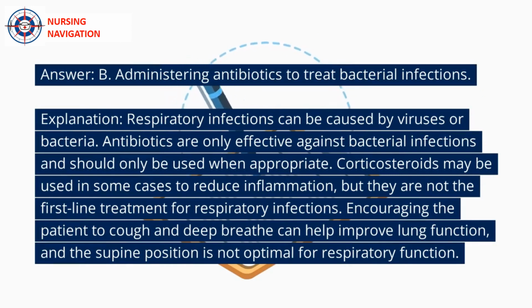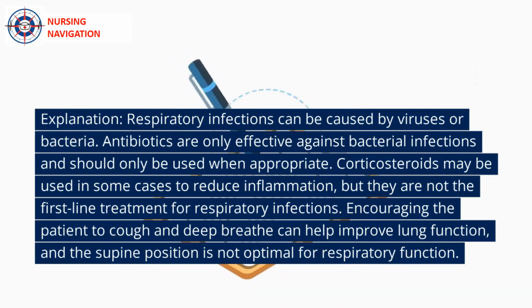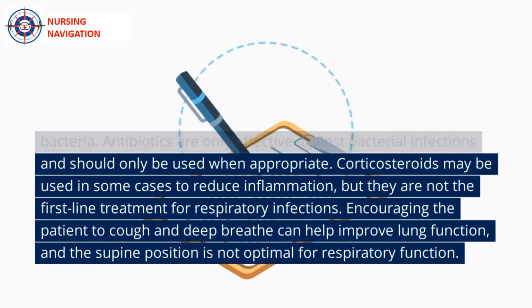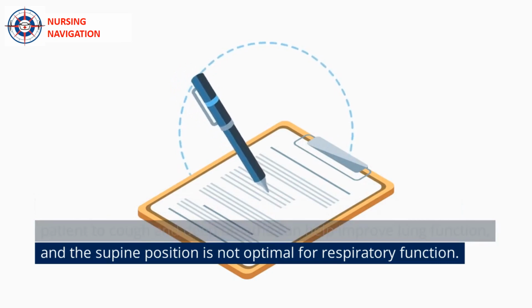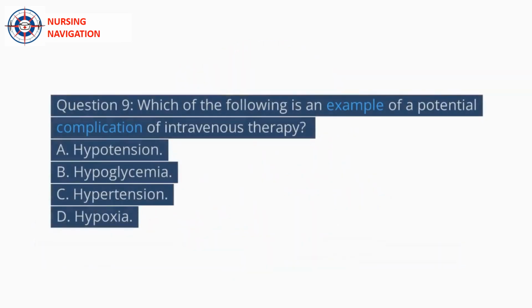Explanation. Respiratory infections can be caused by viruses or bacteria. Antibiotics are only effective against bacterial infections and should only be used when appropriate. Corticosteroids may be used in some cases to reduce inflammation, but they are not the first-line treatment for respiratory infections. Encouraging the patient to cough and deep breathe can help improve lung function, and the supine position is not optimal for respiratory function.